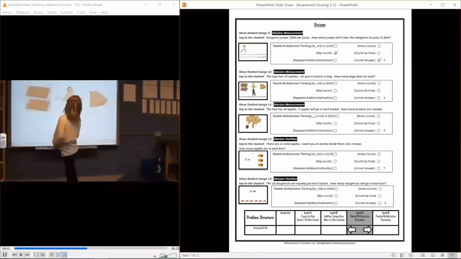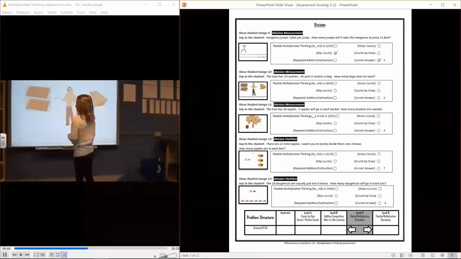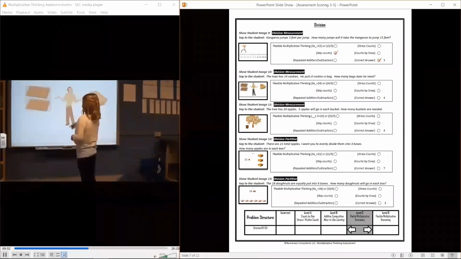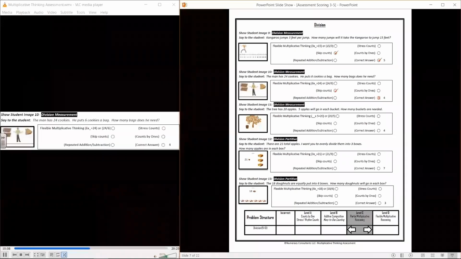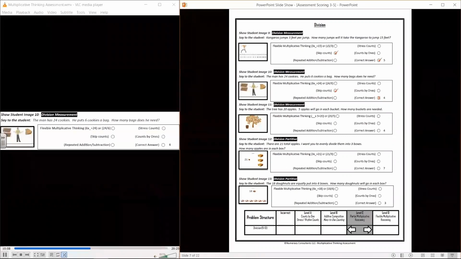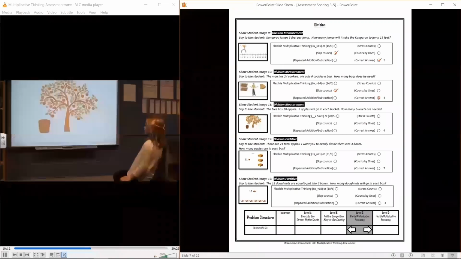Well, so again, I'll ask it one more time. So there's 24 cookies, and he's going to put 6 cookies in a bag. So how many bags is he going to need to put all those cookies away? 6 bags? Okay. She tried the skip count, but she didn't get the correct answer, so she does not get credit, and that would be an incorrect.